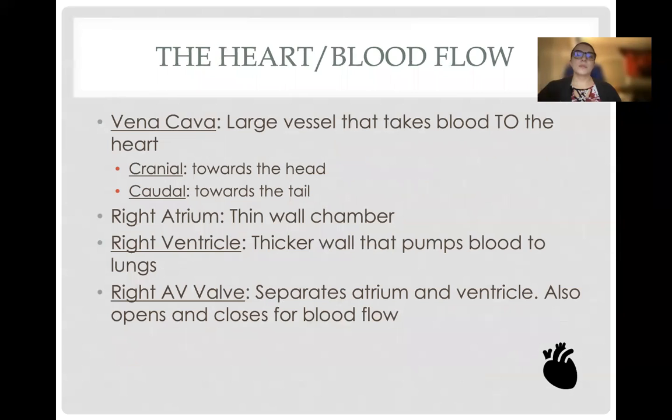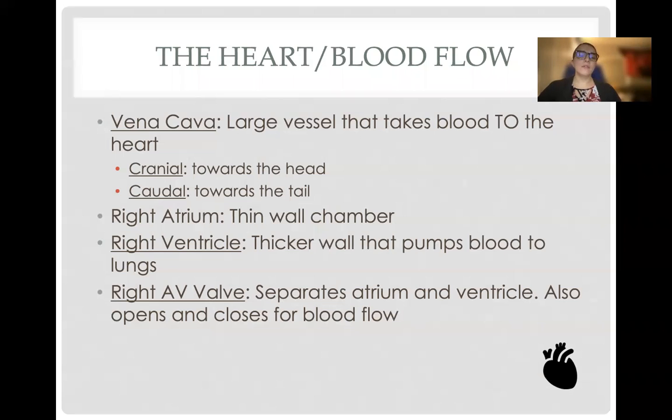Now getting into a little bit more of the blood flow with certain portions of the heart. So that vena cava, again, that's that large vessel that takes blood to the heart. Getting back to those directional terms, cranial, we know that means towards the head, caudal towards the tail. We have the right atrium, which is a thinner walled chamber. The right ventricle, which is that thicker wall that's going to help pump blood into the lungs. Then we have the right AV valve.